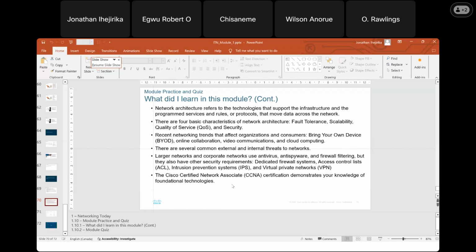So there are several common external and internal threats to a network. Larger networks and corporate networks use antivirus, anti-spyware, and firewall filtering. But they also have other security requirements, which are the dedicated firewall system, the access control lists, that is the ACLs, the IPS, that is the intrusion prevention systems, and the virtual private network. As we go on, we'll talk about the intrusion prevention system, also the intrusion detection systems. Now, the Cisco Certified Network Associate certificate demonstrates your knowledge of foundational technologies.